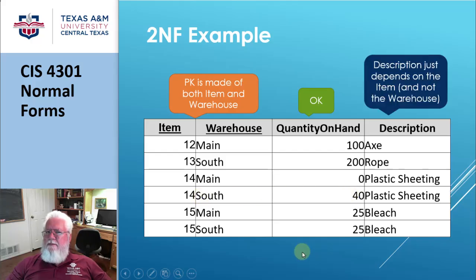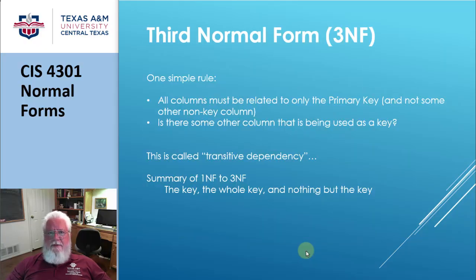But the description is not dependent on the warehouse. So that makes sense, right? Because if you got item number 12, it doesn't matter what warehouse it's in, it's always an X. Make sense? So this is a violation of second normal form because the description isn't dependent upon the whole thing. It's dependent only on part of the thing. Okay? Good. Moving on. Third normal form.